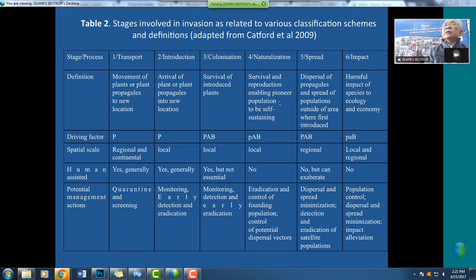And when it has spread, it is even more difficult to control, and it costs a lot of money. And when it impacts the environment negatively, it is the time that we have to reduce the population as far as possible, and then we must find the action of natural enemies so that we can control this population of the invasive alien species.